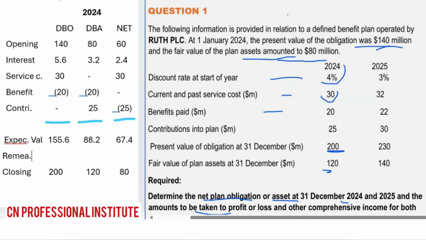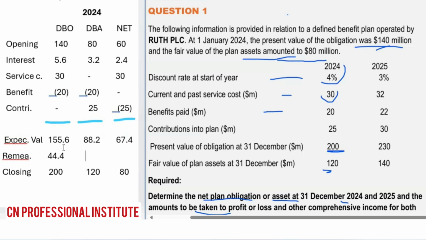So with the remeasurement loss or gain, look at our defined benefit obligation. After doing everything, we had 155.6 here, but it has increased to 200. So if liability increases, it's a loss. Okay, so we have a loss of what? 44.4. 44.4 as the remeasurement loss.